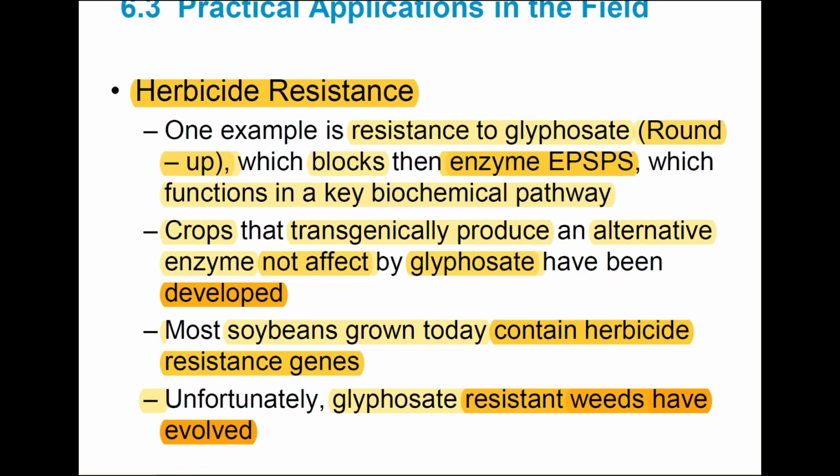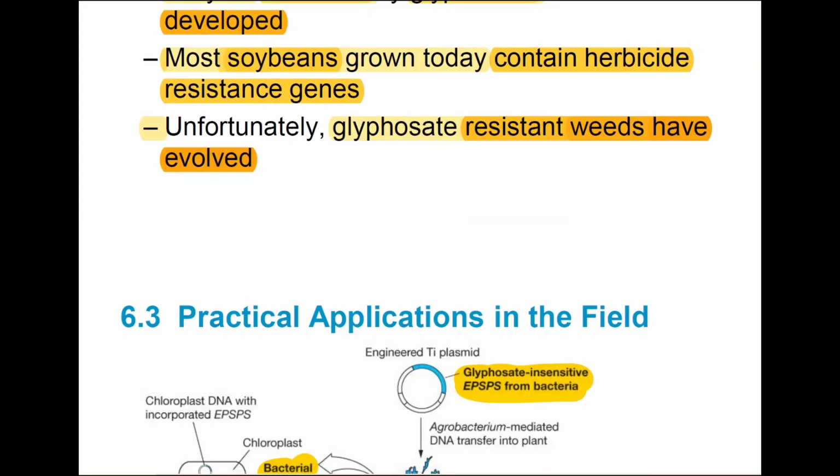Right, and you can clear a field in a matter of a week or two. It'll be just bare dirt. Everybody dies. Crops that transgenically produce an alternate enzyme are not affected by this glyphosate. Most soybean plants grown today contain herbicide-resistant genes. Unfortunately, glyphosate resistance obviously has evolved, which you would predict. So somebody is going to appear with resistance.